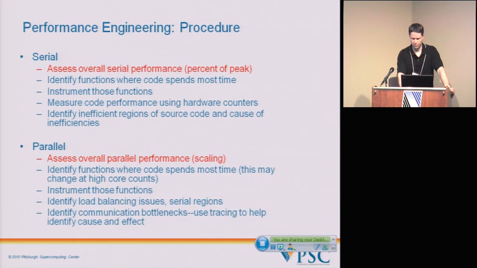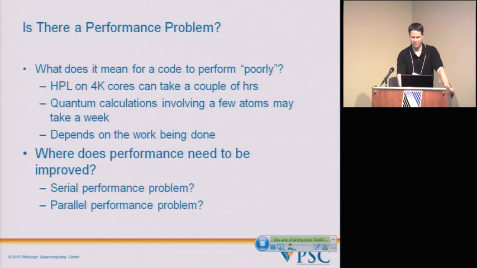So we'll start off by assessing the overall performance. Is there a performance problem? Maybe is probably the first question to ask. And how do you decide whether there's a performance problem? Different types of codes take a long time to do. For example, a quantum calculation may have only a few atoms, but it could take weeks to finish. So obviously it depends on exactly what's being done.